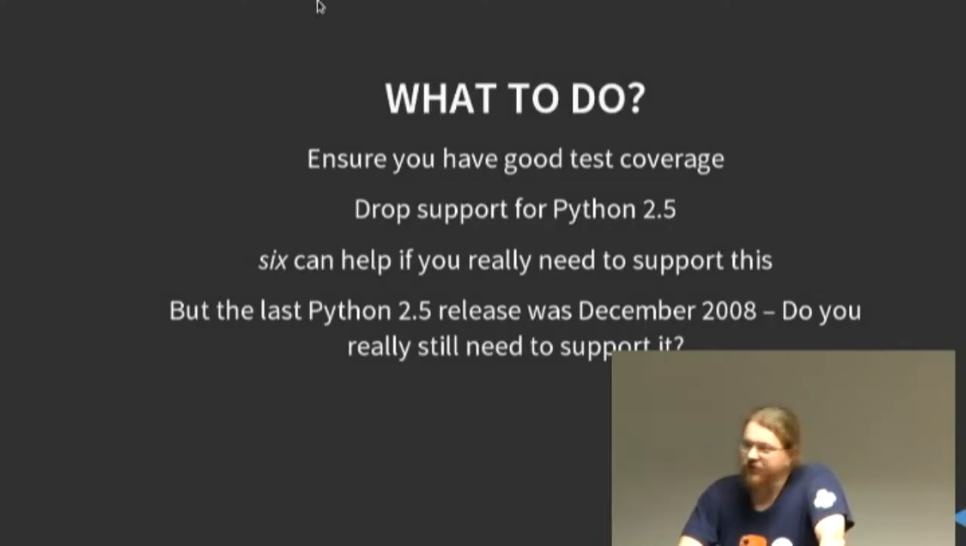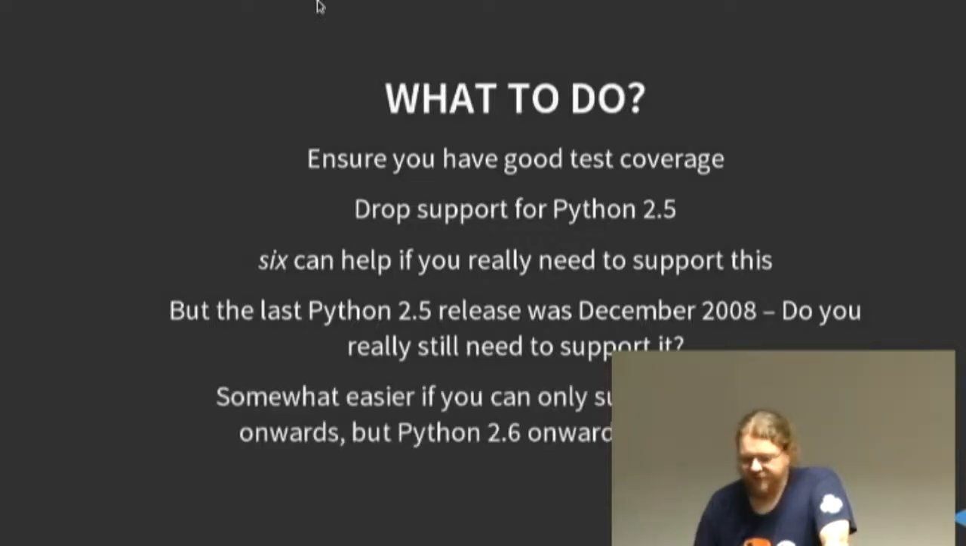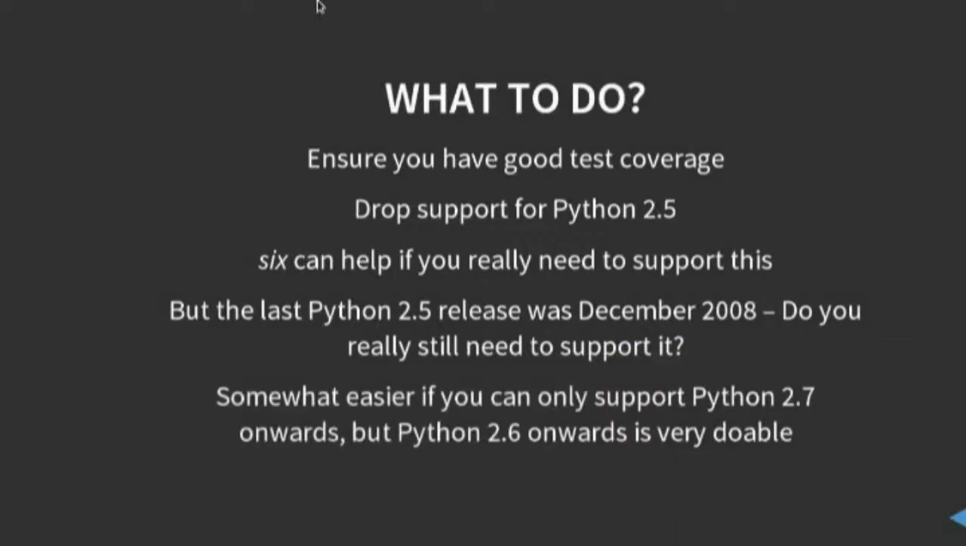There are people at this conference who probably haven't been writing Python as long as 2.5 has been out. Really, why on earth do you still need to support Python 2.5? Drop it if you can. It's better if you can also drop support for 2.6. Just supporting 2.7 on Python 3 is much easier, but 2.6 onward is completely doable.